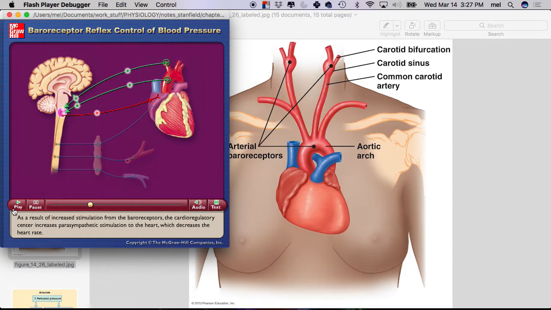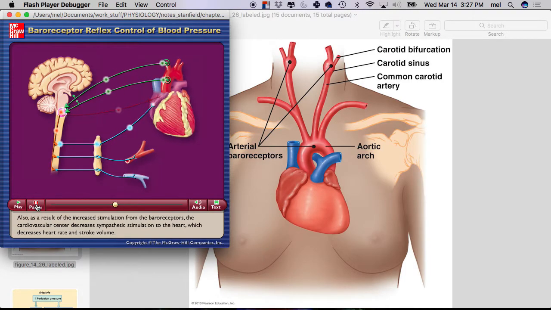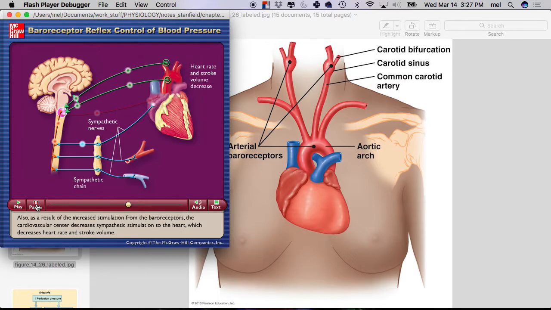As a result of increased stimulation from the baroreceptors, the cardioregulatory center increases parasympathetic stimulation to the heart, which decreases the heart rate. So it increased parasympathetic. What's it going to do to the sympathetic? Decrease, yes. Okay, good. Also, as a result of the increased stimulation from the baroreceptors, the cardiovascular center decreases sympathetic stimulation to the heart, which decreases heart rate and stroke volume. Okay, before he tells us, you tell me. What can we do to the vessels that would be consistent?